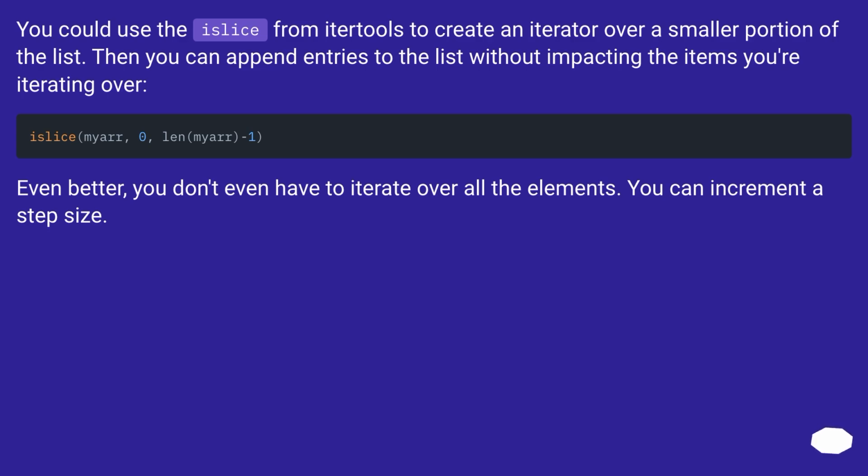You could use the islice from itertools to create an iterator over a smaller portion of the list. Then you can append entries to the list without impacting the items you're iterating over. Even better, you don't even have to iterate over all the elements. You can increment a step size.